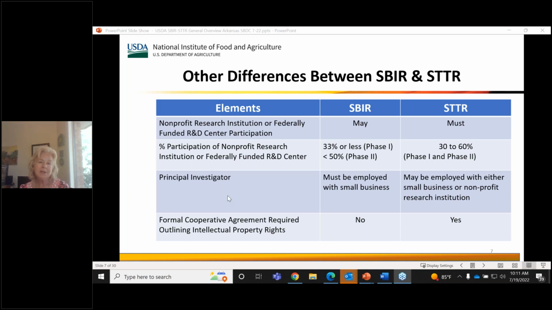The principal investigator for SBIR must be employed with the small business. And for STTR, that person may be employed with either one, with either the small business or the nonprofit research institution or federal lab. A formal cooperation agreement is required, outlining the intellectual property rights. That is not necessary for SBIR, but is definitely necessary for STTR.